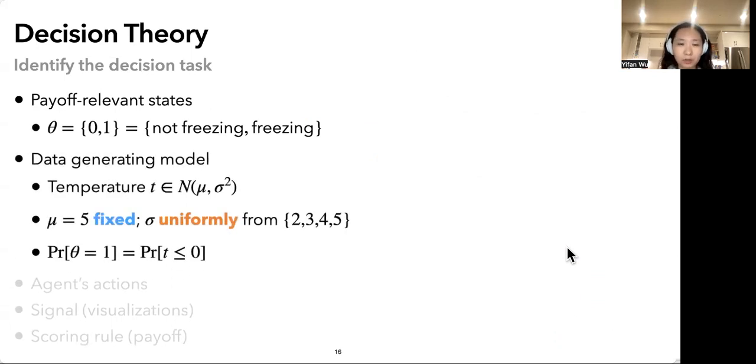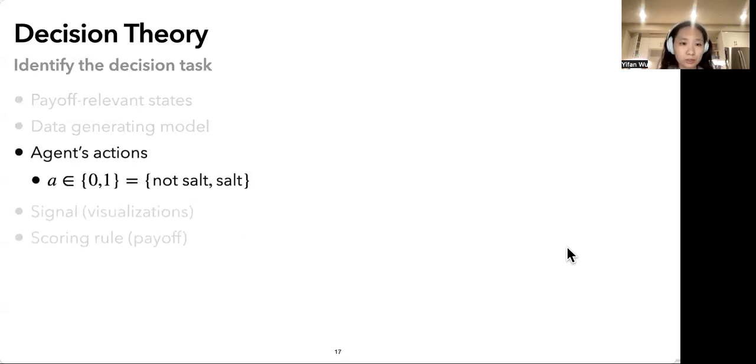And then the data generating model, which is how in each trial that payoff relevant state is generated. For example, in that experiment, you can say the temperature T is drawn from some normal distribution where the mean is fixed and the standard deviation is varying across 4 different levels. So in each trial, the probability of the weather being freezing is equal to the probability that this temperature is below 0. And then the agent's action space. So the agent takes an action from not salting the parking lot and salting the parking lot.